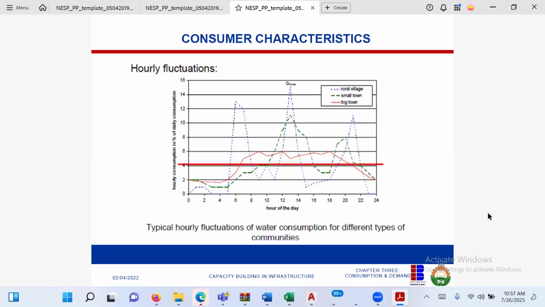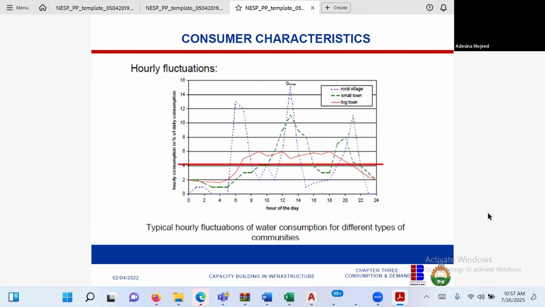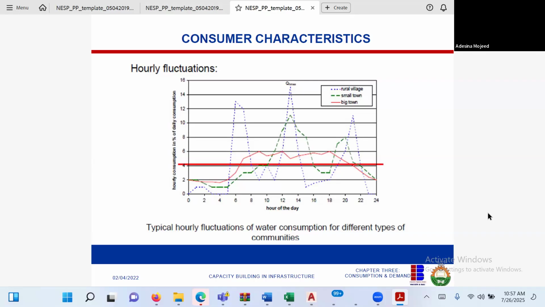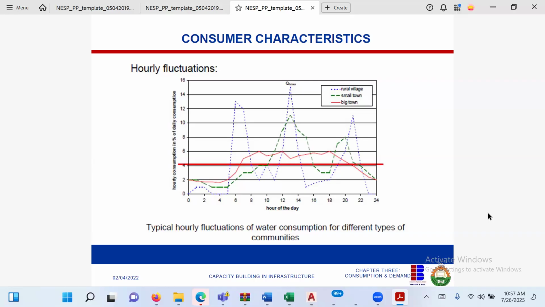Okay, so this is also what we call water consumption in a 24-hour stretch based on area. The blue one is rural area, the green one is small town, and the red one is big town. So if you look at the red line, not the horizontal one, you find out that the water consumption is almost uniform, irrespective of the time, from 0 to 24, which means 24 hours in a day.